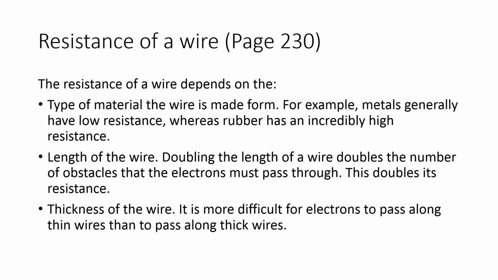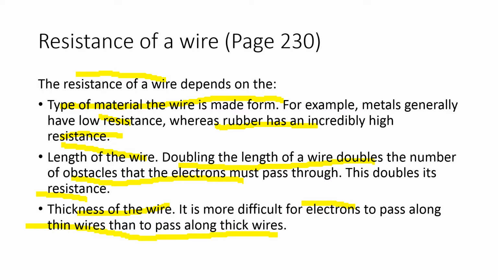Alright, so there are a few factors that can affect the resistance of a wire. The resistance of a wire depends on the type of material the wire is made from. For example, metals generally have low resistance, whereas rubber has high resistance. So in this case, if the material is highly conductive, most likely it will have a lower resistance. If the material is less conductive, it will have high resistance, which is harder for the current to move through the circuit. So you see length of the wire: doubling the length of the wire doubles the number of obstacles that the electron must pass through. This doubles the resistance. Thickness of the wire: it is more difficult for electrons to pass along thin wires than to pass along thick wires.